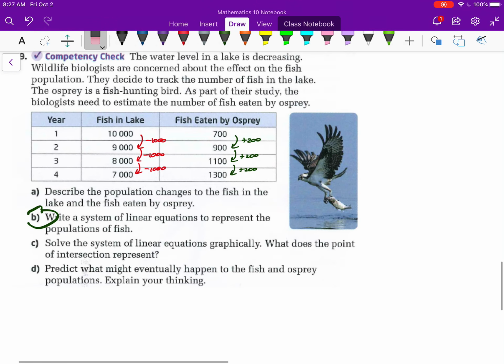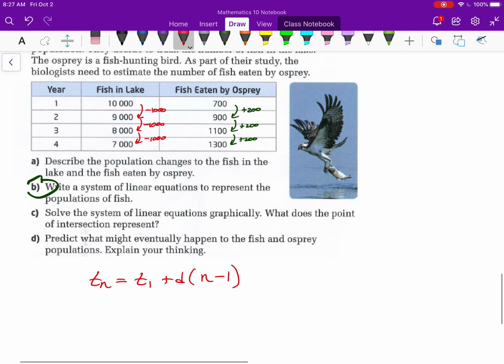And so I'm going to treat that year as being like the term number. And so for fish in the lake, I'll kind of write this one in red. Don't forget that any arithmetic sequence can be summarized like this. The general term is the same as the first term plus the common difference times n minus 1. And so in this case, instead of Tn, I'm going to put f for the number of fish in the lake. T1 is 10,000. The common difference is minus 1,000, so actually I'll change that plus to a minus.